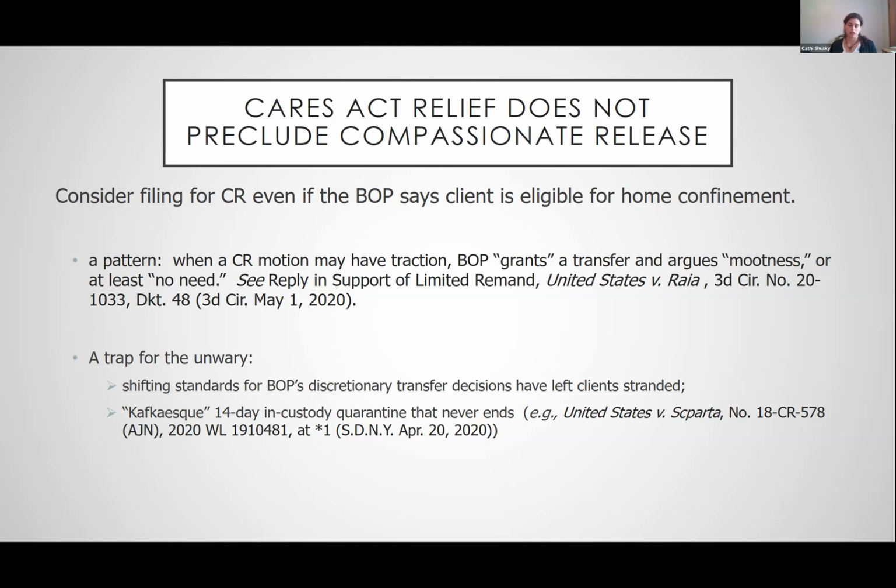If they're released under the CARES Act and they go to home confinement, they are still under the jurisdiction of the BOP. So the court still has the authority to grant a compassionate release. It may undercut your arguments about why the client needs to be released if it's, you know, COVID related and they need to get home to get out of the institution for that reason. But there are other arguments about compassionate release that may not be undercut. So you just have to do that evaluation.